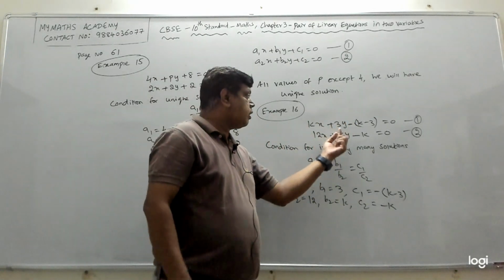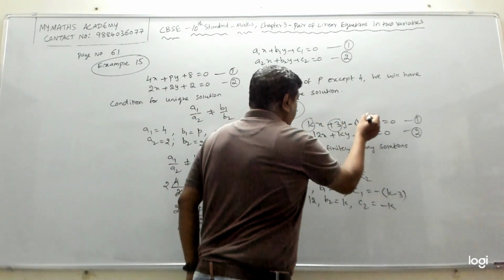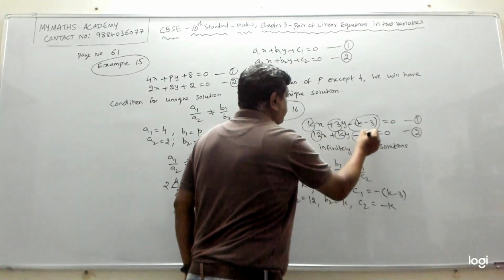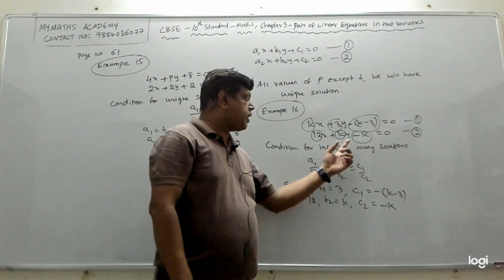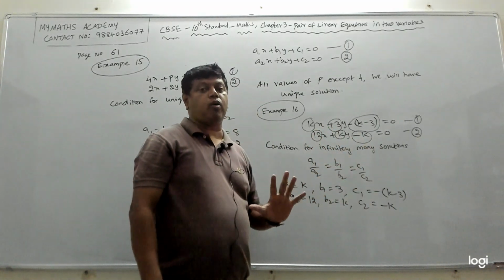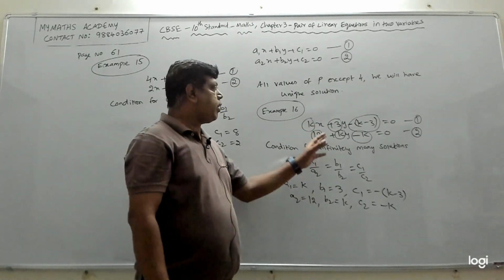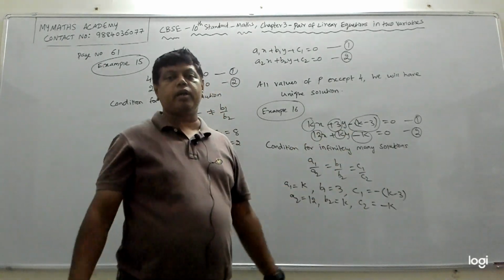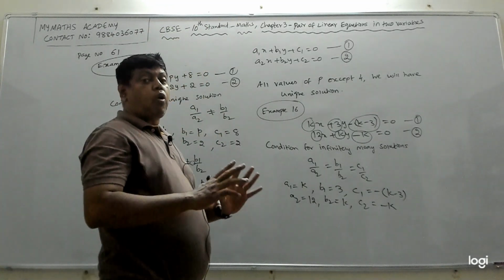Just take this as your A1, this is your B1, this is your C1, and this is your A2, B2, C2. I am telling this again because I have seen students making mistakes while taking the coefficients. They don't take them along with the sign, or they take them along with X. They will say A1 as KX, B1 as 3Y, or they will say A1 as X, B1 as Y. These are incorrect. You just need to take the coefficients, and we should take them along with the sign.